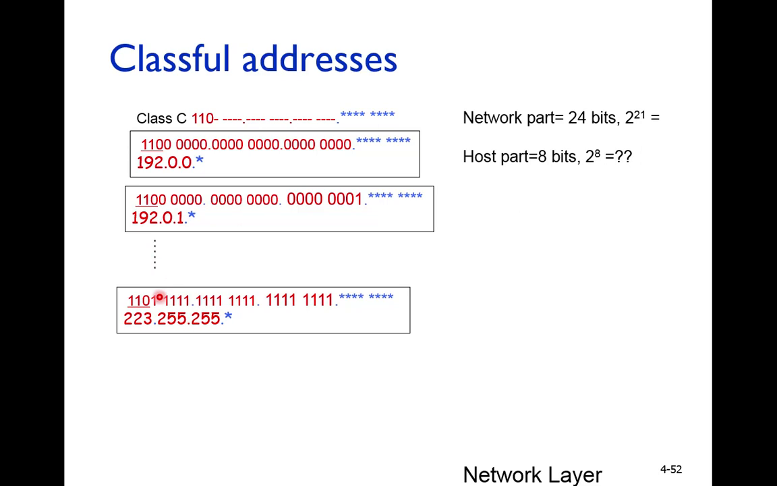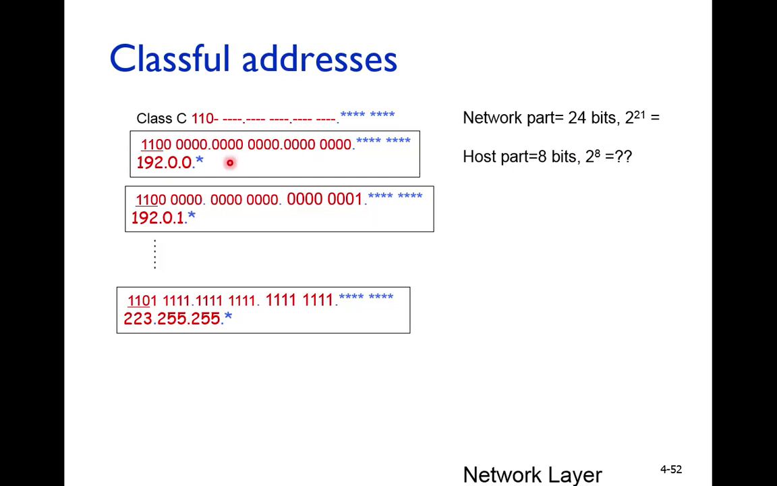Similarly, this one and this one up to this. When all bits are 1, this byte will become 223, this will become 255, this byte will become 255. So you can see that here we have 8 bits for host. In a network, for example, this is a network address 192.0.0.0. So how many hosts can be there? There can be 2^8. 2^8 means 255 hosts could be there.